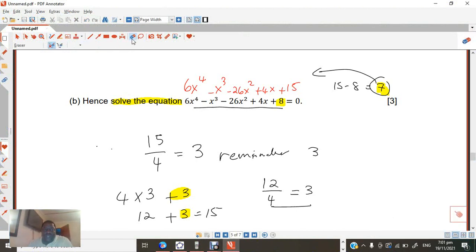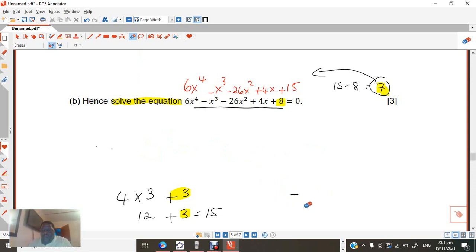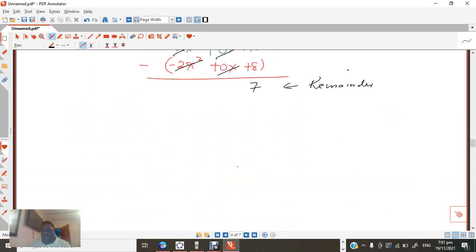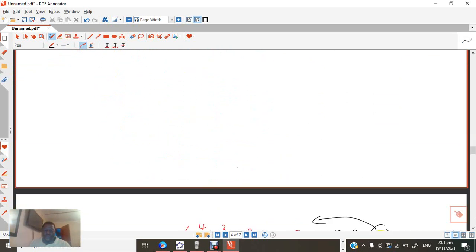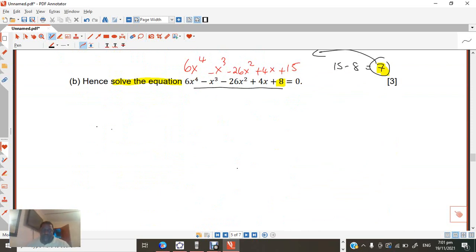So what I was saying, what we need to do now is use our answer from our previous section, and we find those roots, those solutions to the equation. I hope you can still remember the quotient. The quotient was 6x squared minus x minus 2, and it was multiplied by x squared minus 4 equals 0.